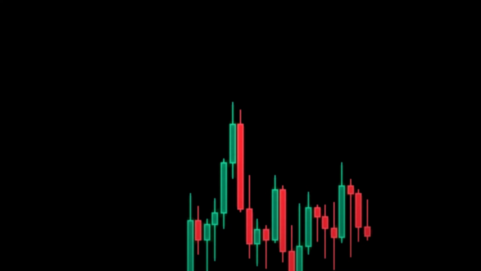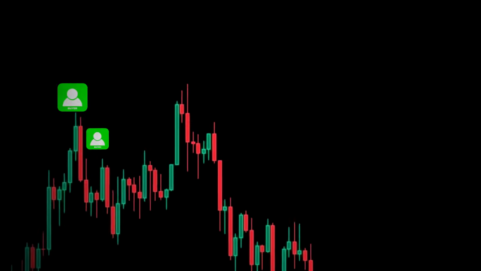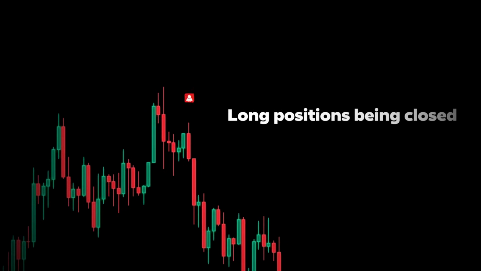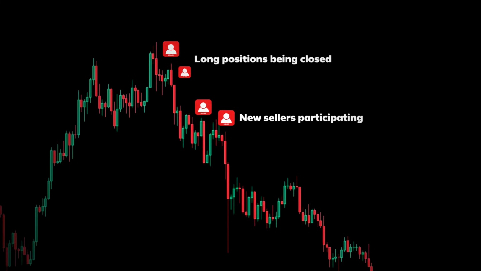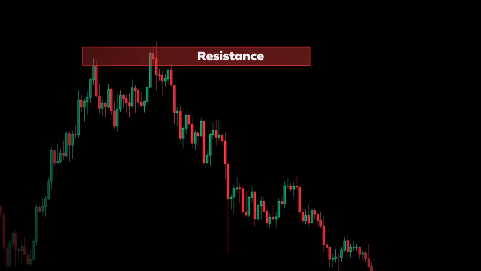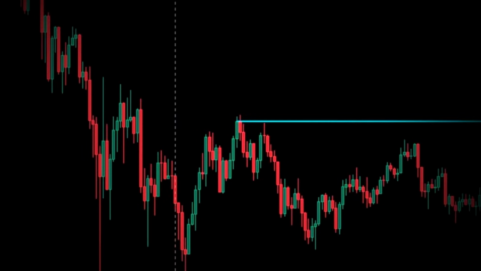Because it rejected once, buyers are trapped at that level, and when price returns to that level, those trapped buyers will look to bail on their positions, creating downside pressure on price. This is what is known as resistance. However, resistance offers us valuable trading opportunities. First, we're going to mark it out on our chart so that when price does return there, we can be ready and potentially open a trade.